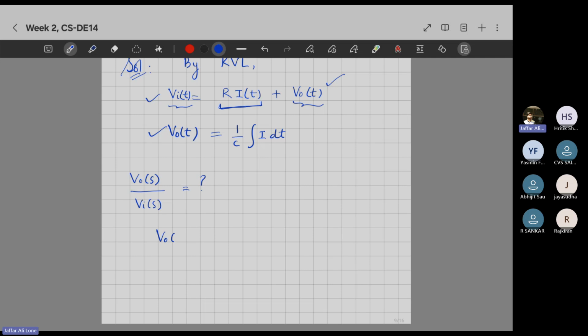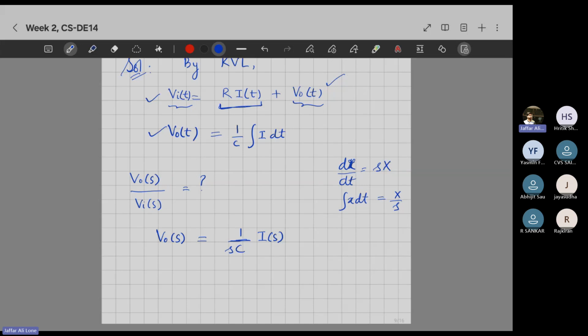So the Laplace transform of Vo(s) is 1 by C, with the integration I told you. The Laplace transform of dx/dt is s into X(s). Similarly, the Laplace transform of the integral of x dt is X(s) by s. We have studied it. So it will be 1 by sC of I(s).